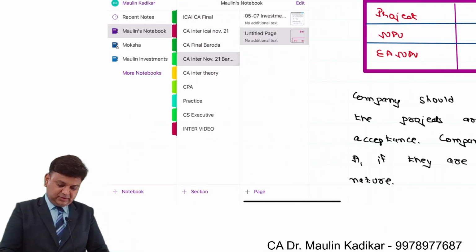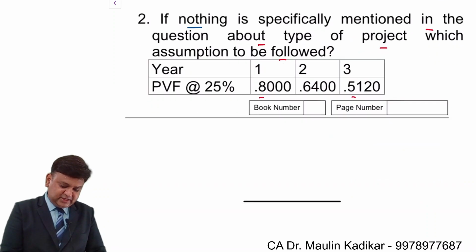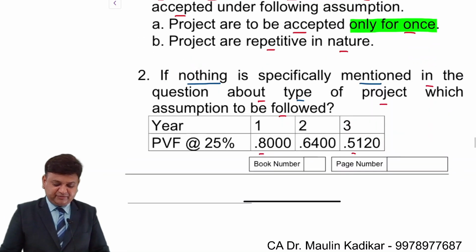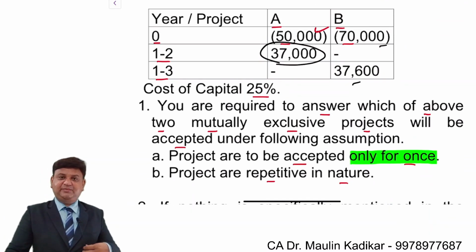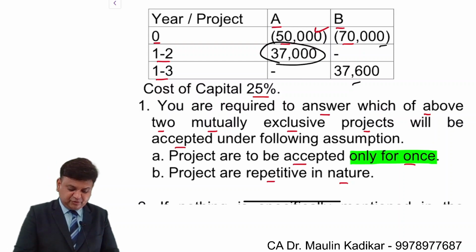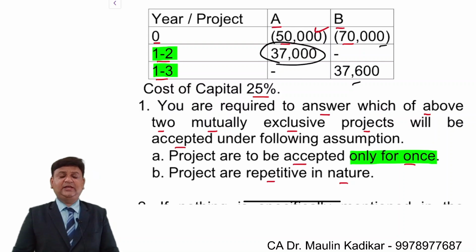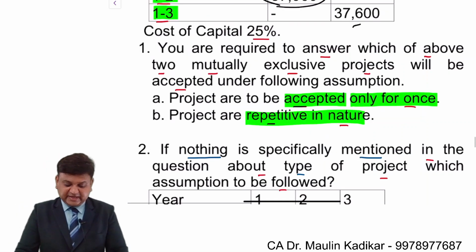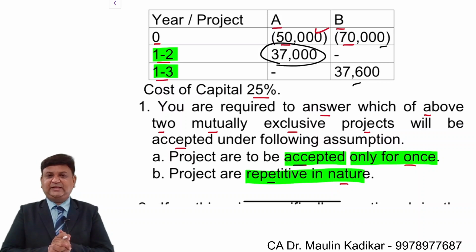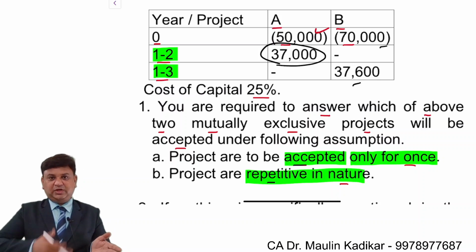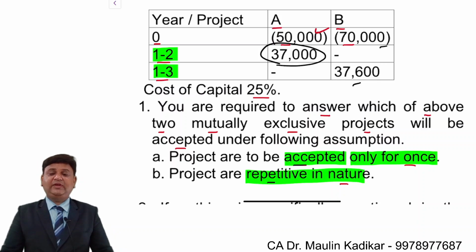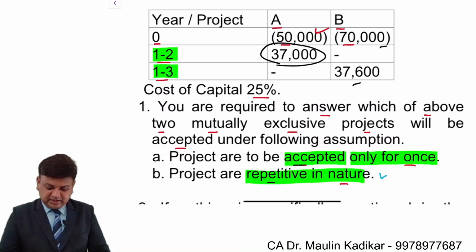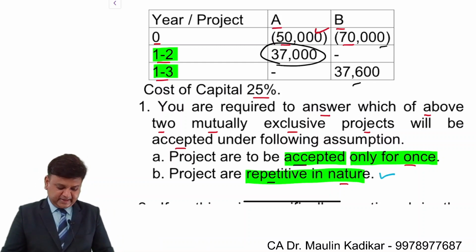Now let us see the second part of the question. The question says that if nothing is specifically mentioned about the type of the project. So if there is a question in examination wherein one project has a life of 2 years and another has a life of 3 years and they are mutually exclusive in nature, and the question does not specify whether the projects are to be accepted only once or are repetitive in nature, then what should we do? The answer is that you have to make an assumption with respect to one-time acceptance or repetitive. Usually we can make the assumption that the projects are repetitive in nature and accordingly take the decision.